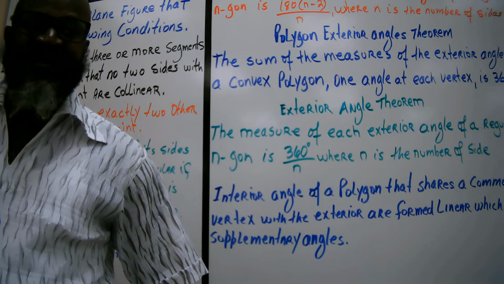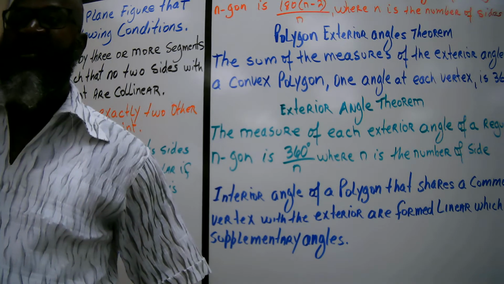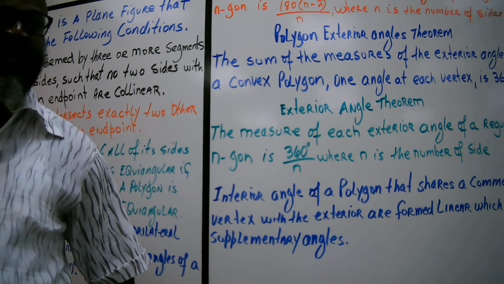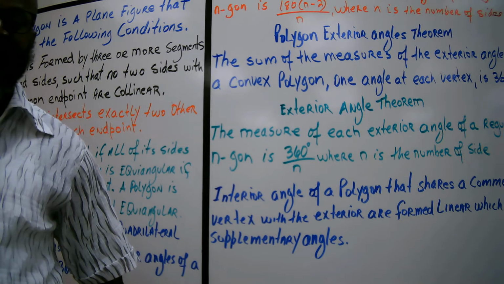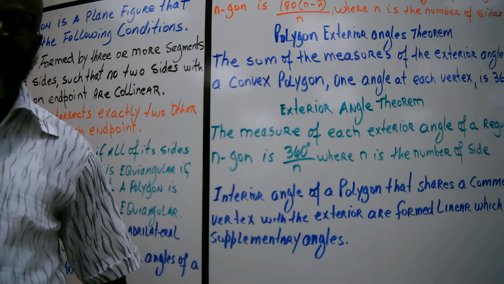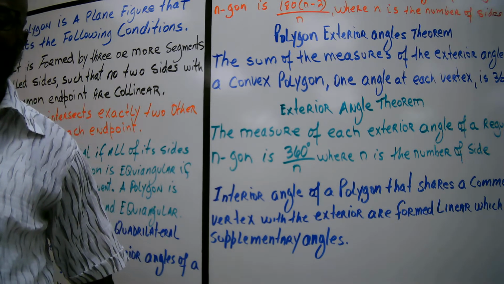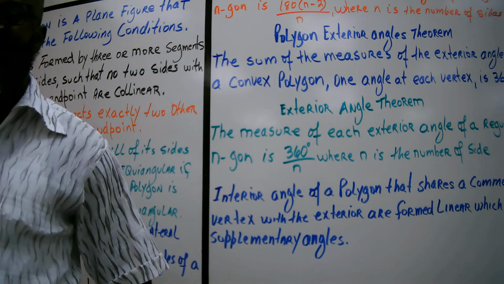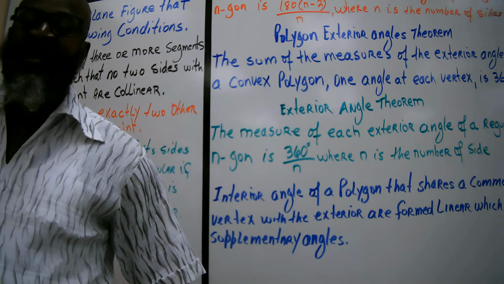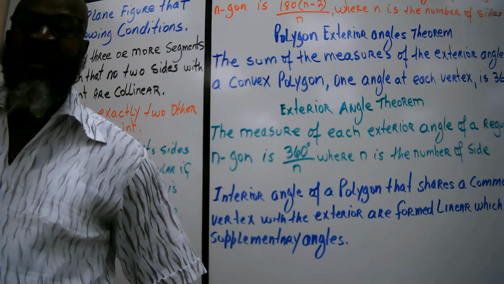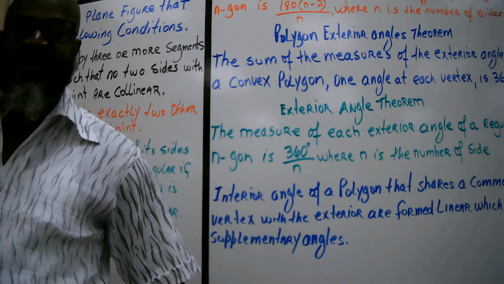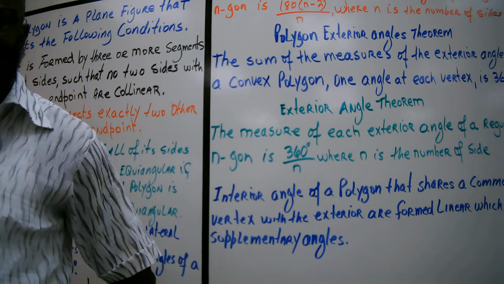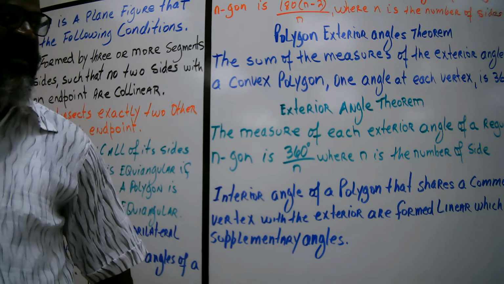If your polygon is regular, the way to find the measure of each exterior angle: the interior angle and the exterior angle are a linear pair. They are supplementary. If you know the interior, you should be able to find the exterior. If you know the exterior, you should be able to find the interior. Because if you extend the side, the exterior angle and the interior angle will be supplementary. That is a linear pair. Those are the key concepts we are going to cover in this lesson.